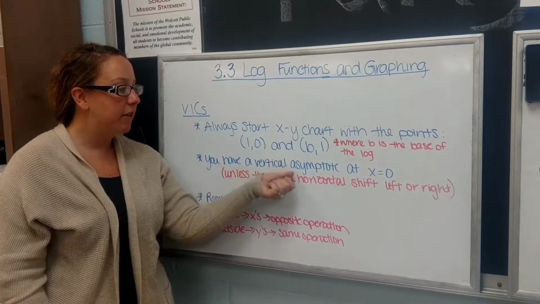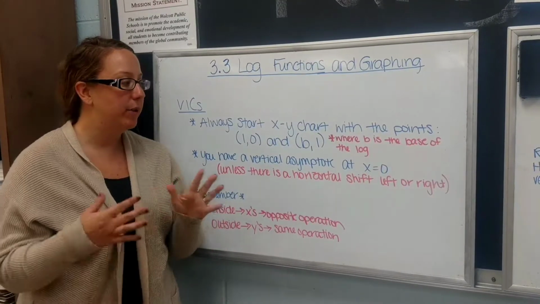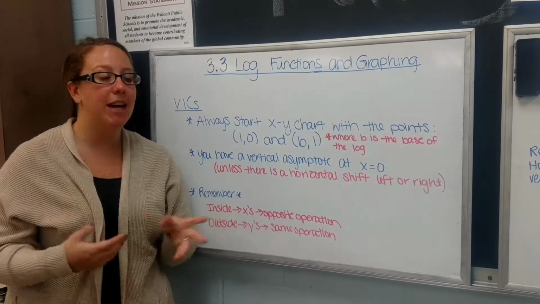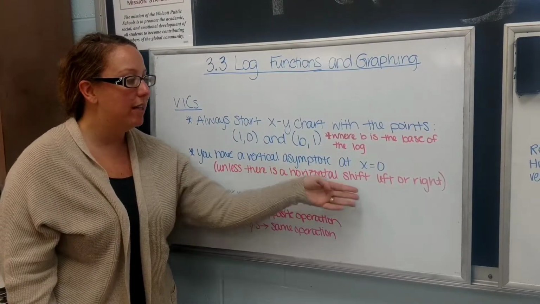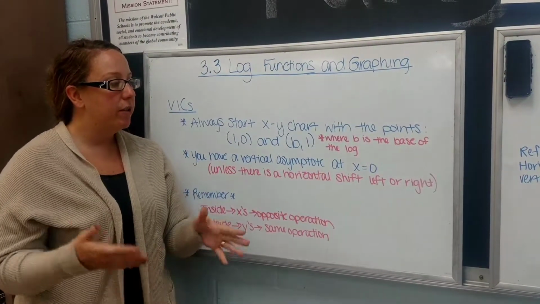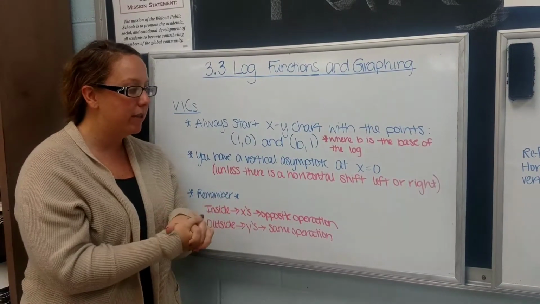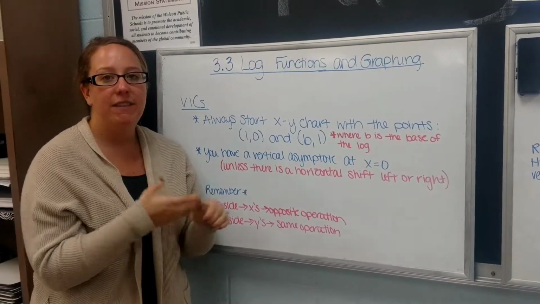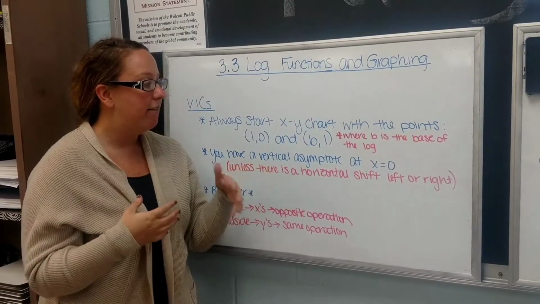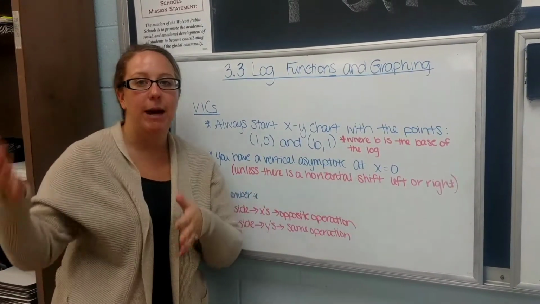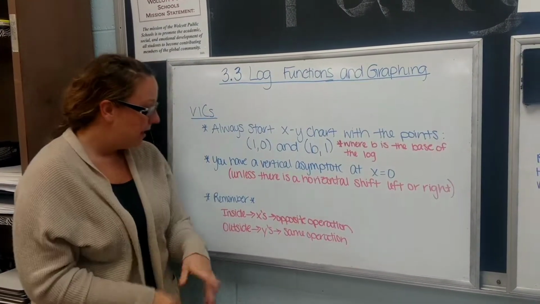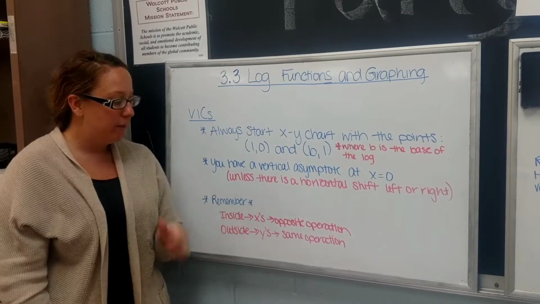You're going to always have a vertical asymptote at x equals 0. So that's where it starts, and that's what you're always going to have. The only time it changes is if there's a horizontal shift left or right. So if there's a horizontal shift left, you're going to have x equals negative whatever it is as your vertical asymptote. And if it's x minus a number, you're going to have your vertical asymptote at x equals that positive number, whatever it is. And then we want to remember our transformation rules.